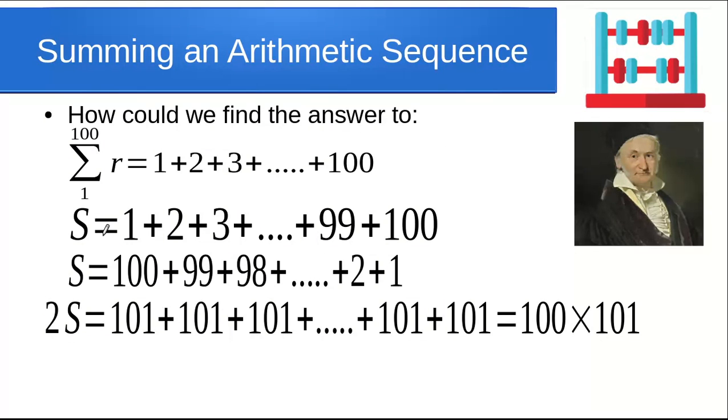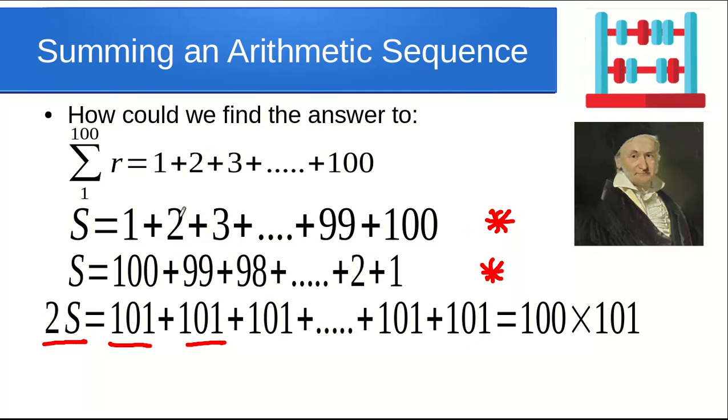all the way down. And now if we add both of these equations together, we're going to get S plus S on the left hand side, which is 2S. But look at every term here. 1 plus 100 is 101. 2 plus 99, well that's 101 as well. 3 plus 98, that's 101 as well. All the way up to the end, where you get 100 plus 1, that's 101 as well. You're always going to get exactly the same number.